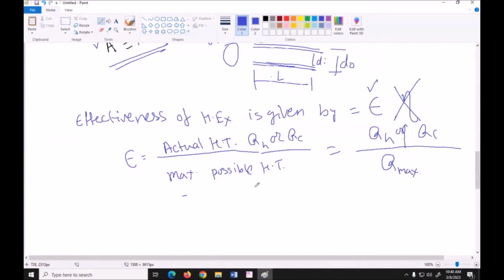Q_max is a little advanced. Knowing the Q_max is a little difficult. So Q is equal to m Cp delta T. Now I have Q_C and Q_H. Which is maximum? Both are the same. Q_C and Q_H are the same.